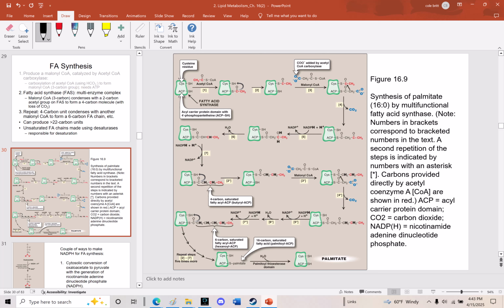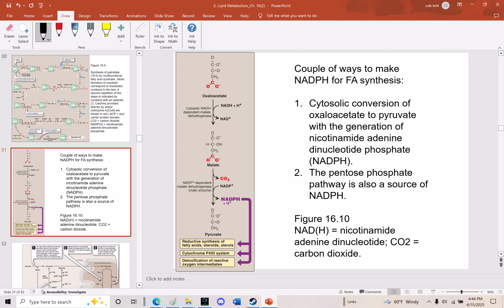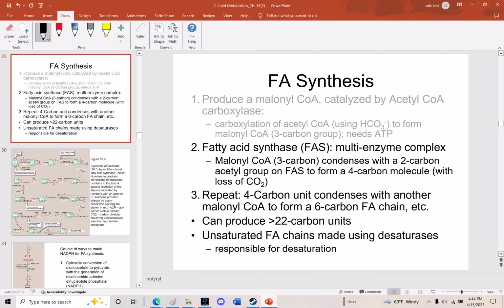And all it does is take malonyl-CoA and condense it with a 2-carbon acetyl group on the fatty acid synthase to form a 4-carbon molecule. And then it does it again, it repeats. It takes the 4-carbon molecule, condenses it with another malonyl-CoA to form a 6-carbon. Then it repeats: the 6-carbon becomes an 8-carbon, then a 10-carbon, and then a 12-carbon. That's what fatty acid synthase does.